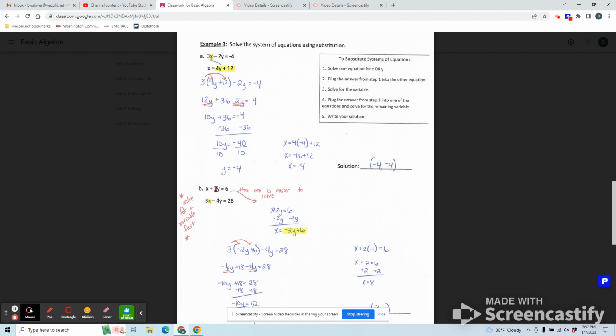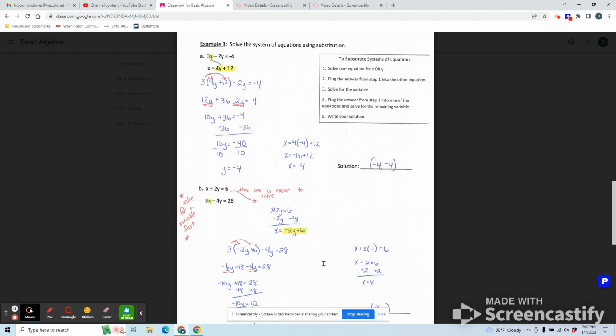The top one looks easier to solve. It looks like x is almost all by itself. All I got to do is get rid of the positive 2y. So I just have to subtract 2y from both sides. So x equals negative 2y plus 6 is my new equation that I will be using. So anywhere I see an x in the bottom equation, I'm going to plug in a negative 2y plus 6. And then I go through the same steps as before.